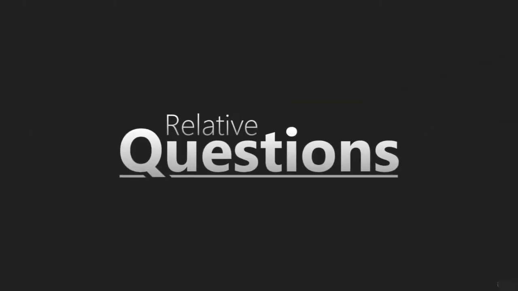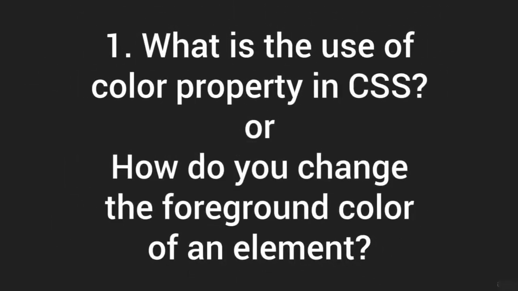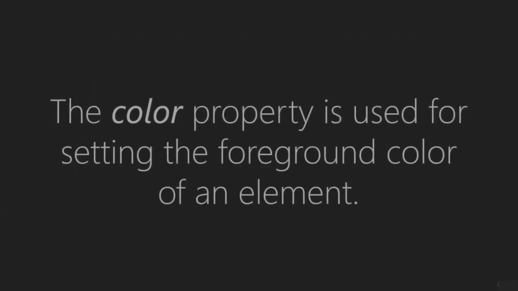Now let's talk about a question. So what is the use of color property in CSS? Or the same question is, how do you change the foreground color or text color of an element? So it is the color property which helps you to change the text or foreground color of an element.